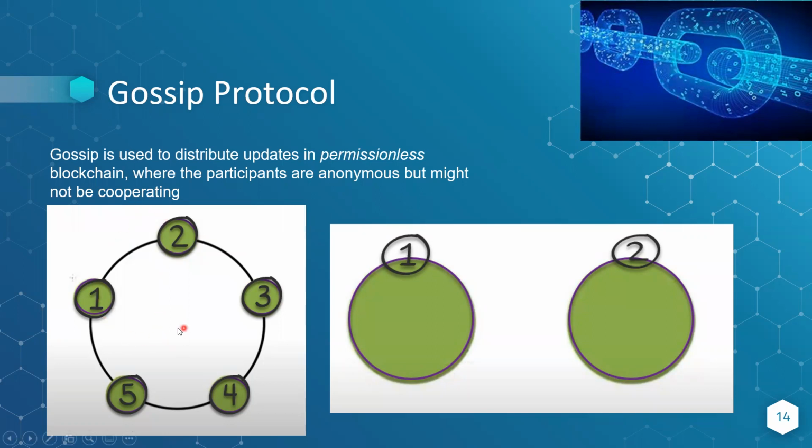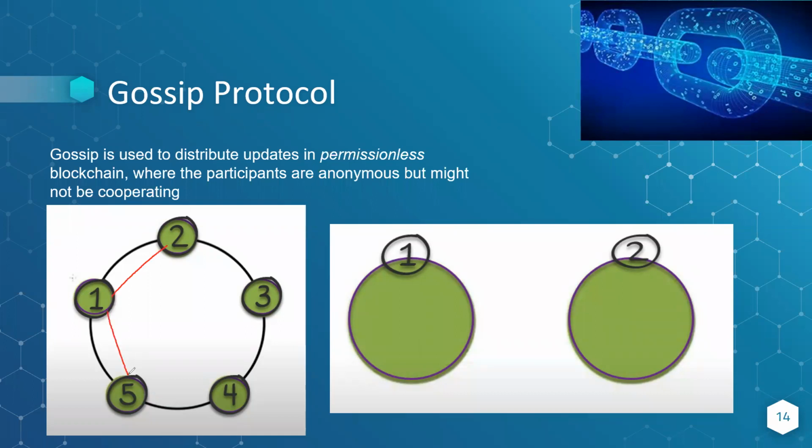It is a very large cluster. It is node 1, 2, 3, 4, and 5. So first of all, node 1 will start the gossip protocol, which says node 2 and node 5.